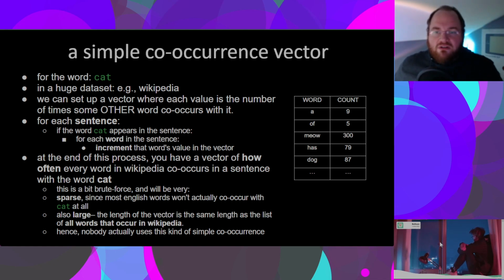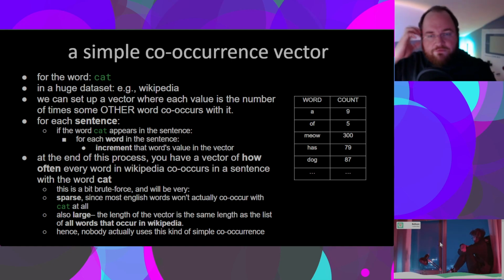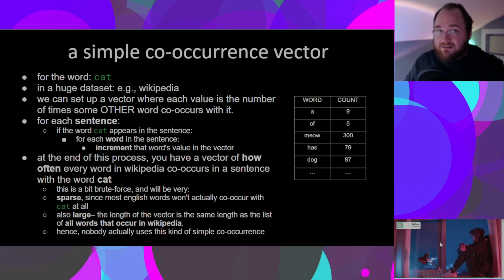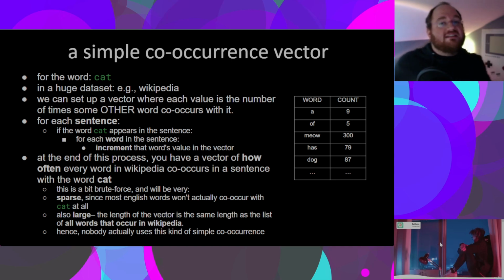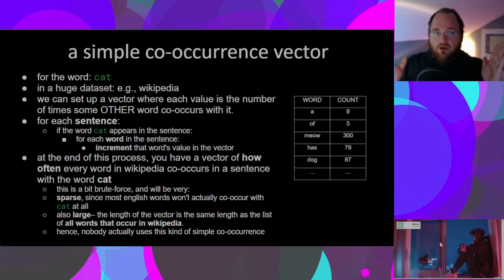And we can set up a vector where each value is the number of times some other word co-occurs with it, right? And what do we mean by co-occur? Well, that's kind of up to us to define. In this very, very simple co-occurrence matrix we're going to do here, it would be per sentence, right? We could say per document. That's a little broad. We could say only if they're right next to each other. That's a little tight. So you can make it maybe more in this per sentence or per paragraph idea.